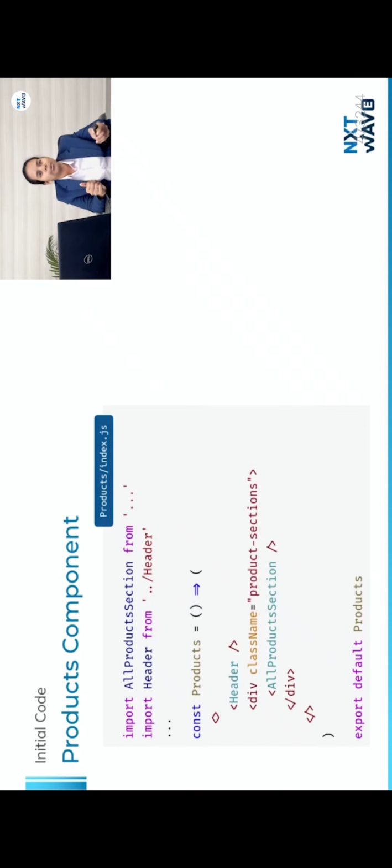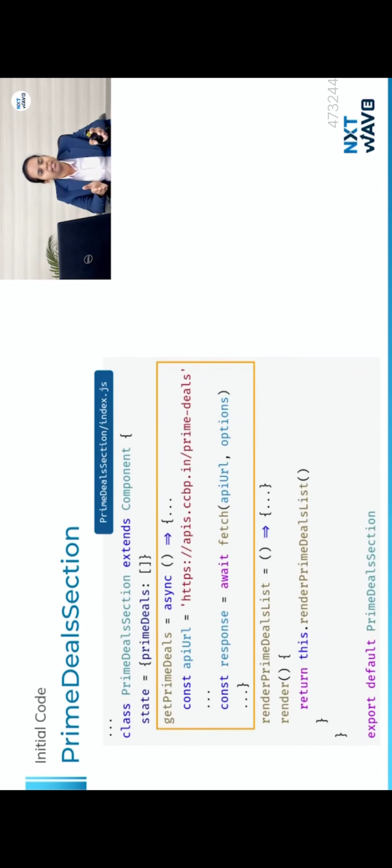Clear? So now let's have a look at the products component. In the products component, you can see on the top we have the header, and then we have the all products section. Now we want to integrate the prime deals section into this. Already in the initial code available to you, we have provided the prime deals section component. There you can see that in the state we have the prime deals, and also we have written the function for the API call, get prime deals, where we are making the API call and we are fetching the data. So this is already available for you in the initial code.